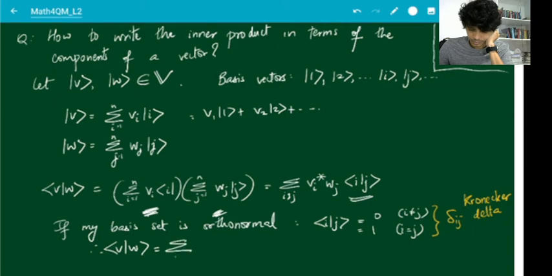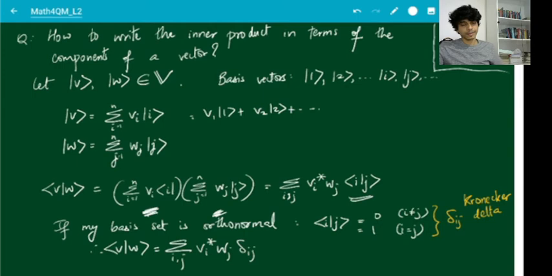Therefore, the inner product of V and W is summation over i and j, Vi star Wj delta ij. Now see, look at this sum over here. This is the sum over all i and j going from 1 to n, so all combinations along with the Kronecker delta. So this is like saying V1 star W1 delta 11, V1 star, let's write it explicitly.